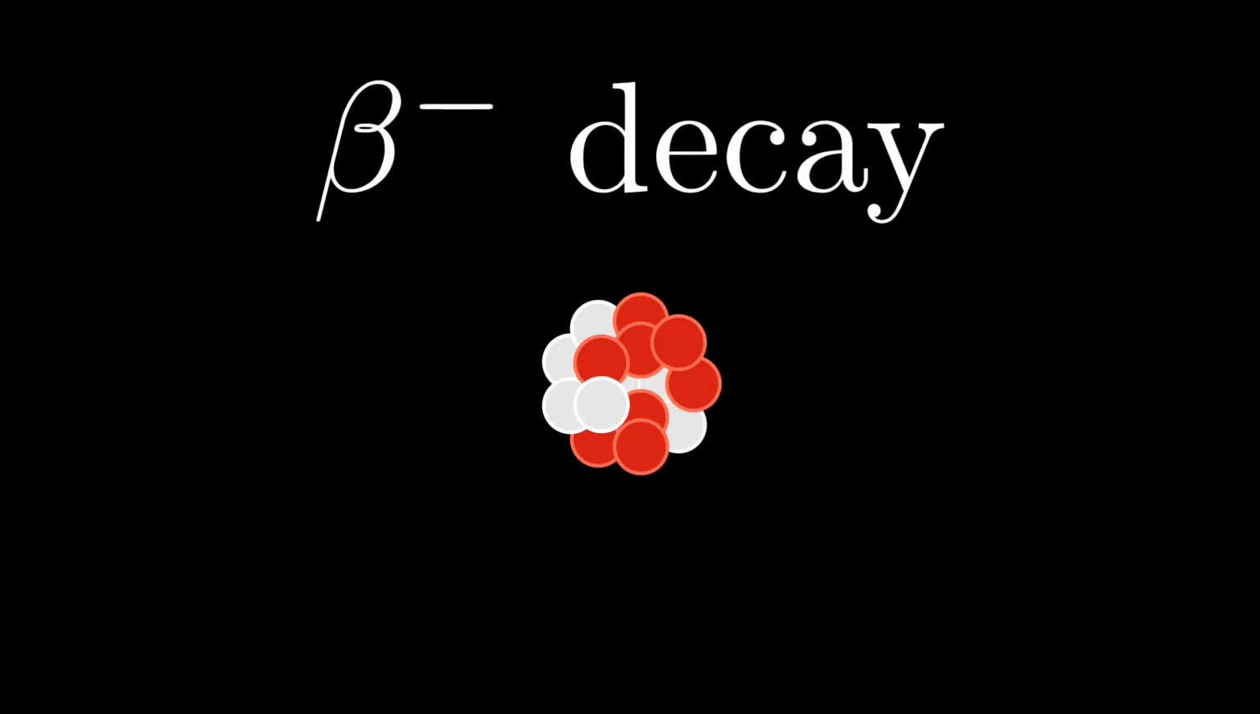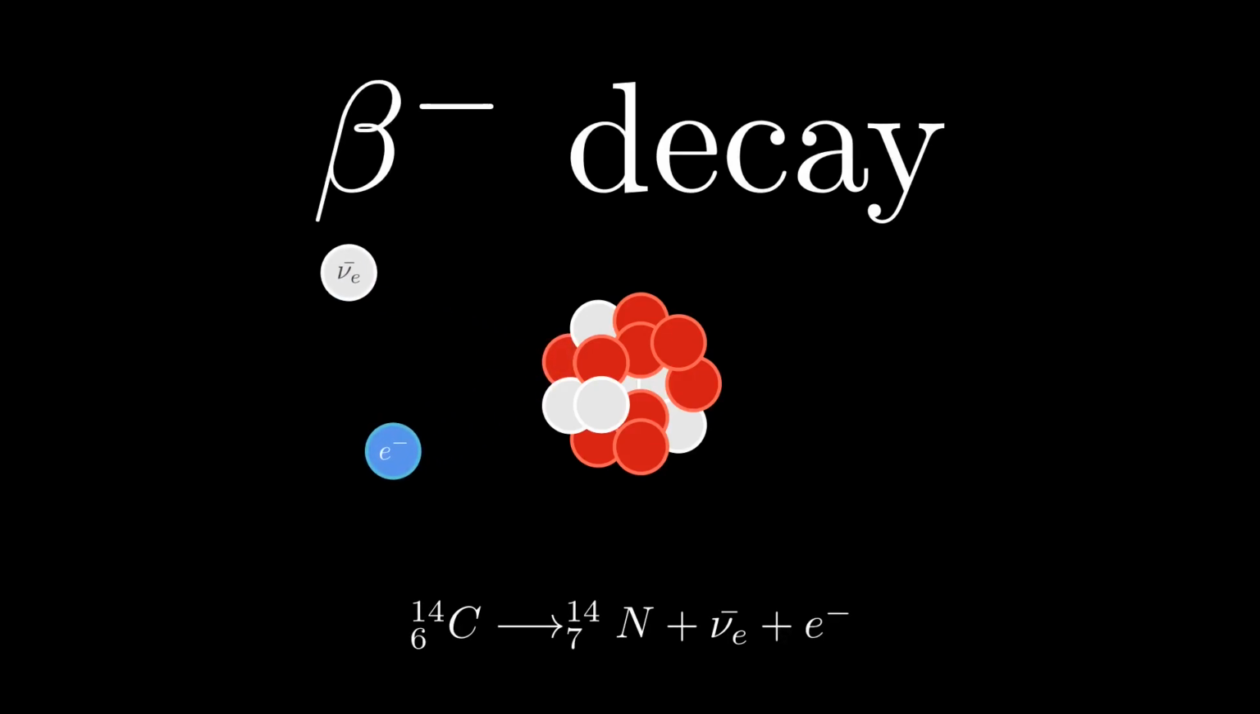The next one is beta minus decay. In this decay, a neutron in the nucleus is converted to a proton, an electron, and an anti-electron neutrino. The newly formed proton remains in the nucleus, and the anti-electron neutrino and the electron are ejected from the nucleus. We call a fast-moving electron a beta minus particle, hence beta minus decay.